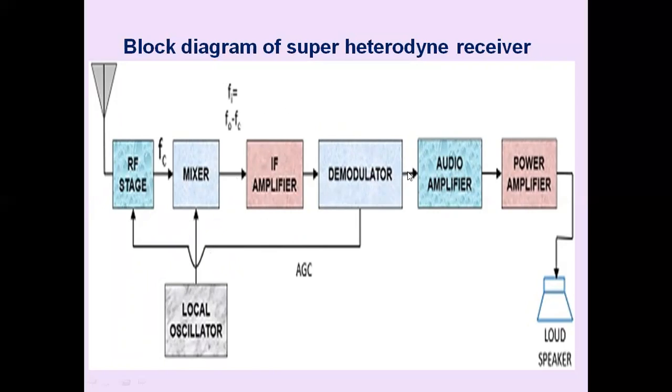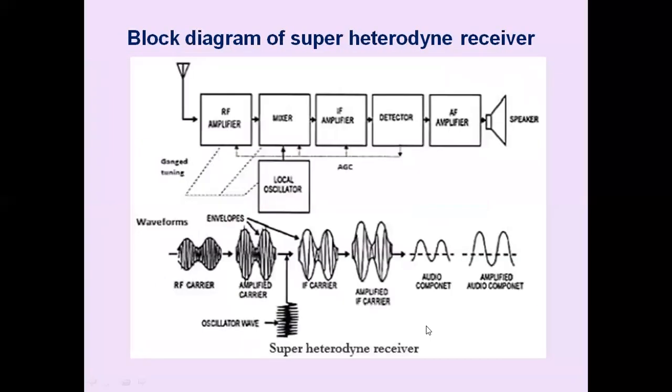The output of the demodulator is the message signal. It is applied to the audio amplifier to amplify the voltage level, then applied to the power amplifier to amplify the power level, and finally fed to the loudspeaker to reproduce the sound wave. So this block diagram of the super heterodyne receiver is shown with the help of waveforms. We will study this block diagram with the help of the waveforms.